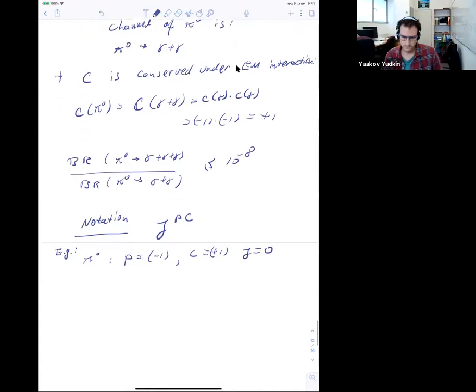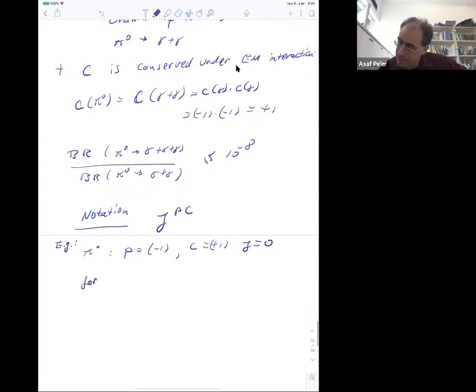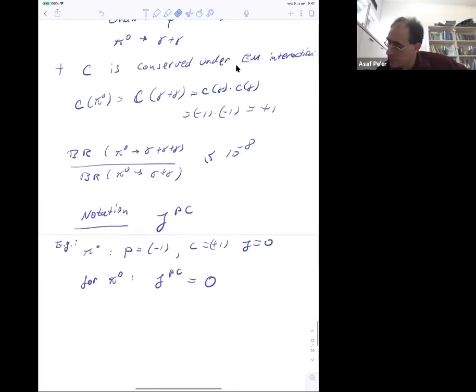So for the pion 0, we write J^PC equal to 0^-+. The C is always plus, it doesn't matter, so always a 1. That's how we write it for the pion 0. You might have seen that if you looked already at the PDG.